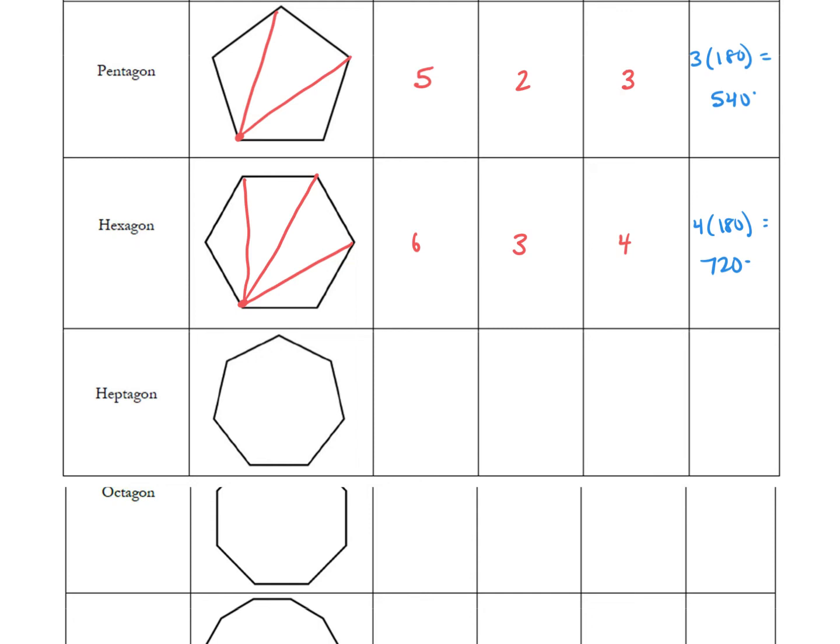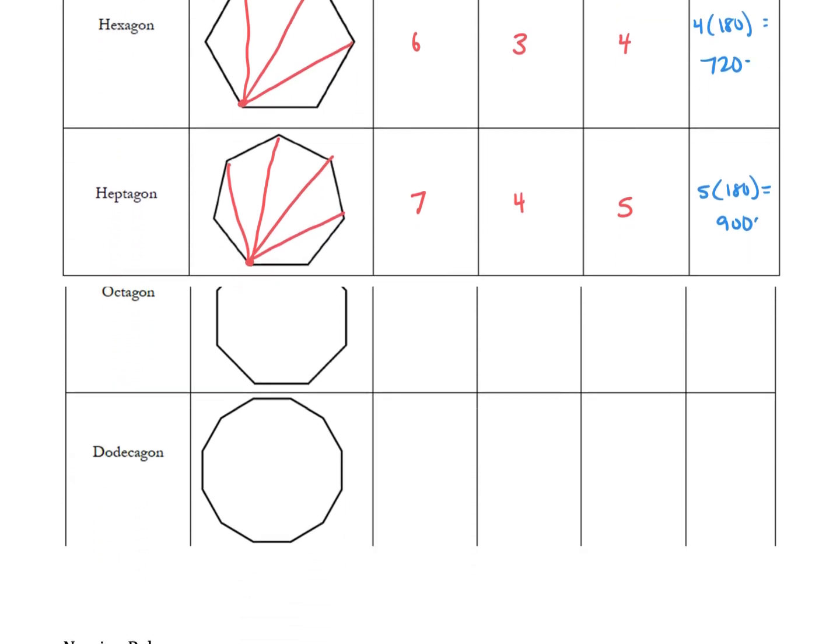All right, a heptagon has 7 sides. Pick our vertex, draw in our diagonals. We've got 1, 2, 3, 4. And how many triangles did that form? 1, 2, 3, 4, 5 triangles. So the sum of the interior angles in a heptagon is 5 times 180, which gives us 900 degrees for the sum of those interior angles.